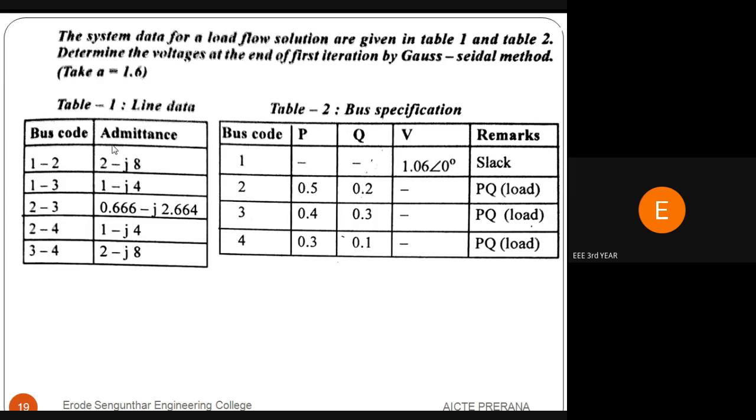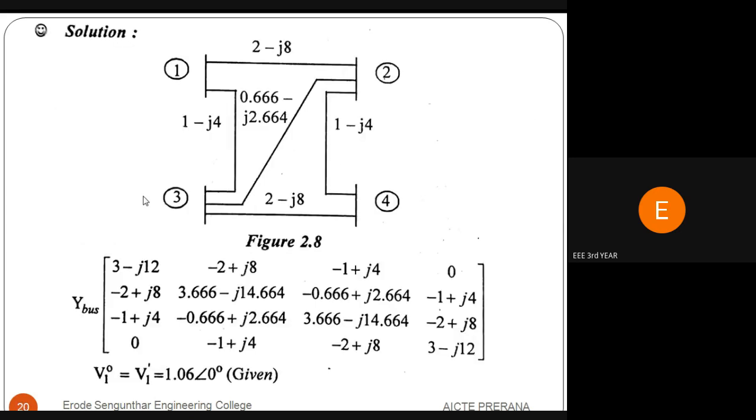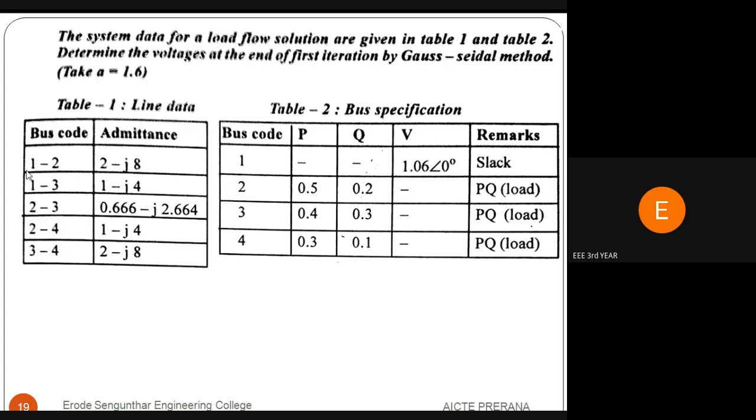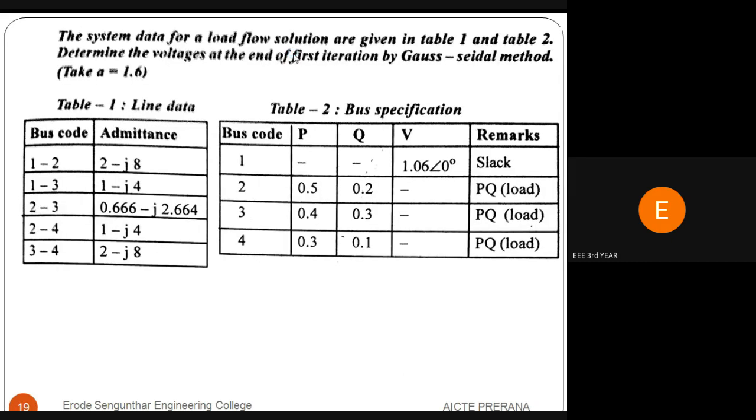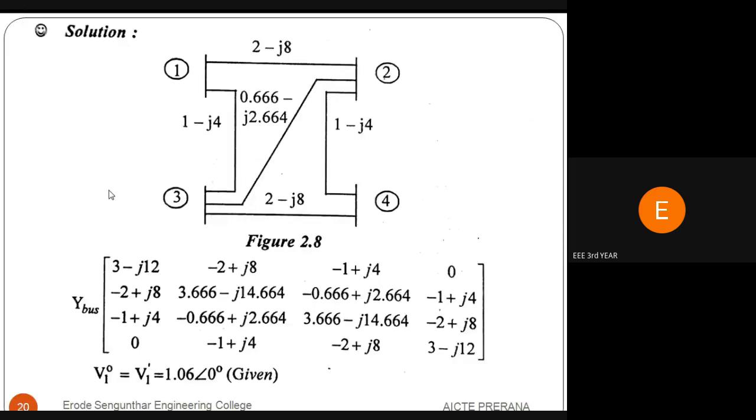The first tablet column is used to draw the Y bus. From this we can draw the network. Bus 1 and bus 2 are connected with a line, with an admittance of 2 minus j8. The first bus to the third bus is connected with an admittance of 1 minus j4.